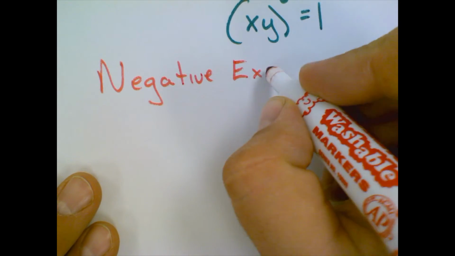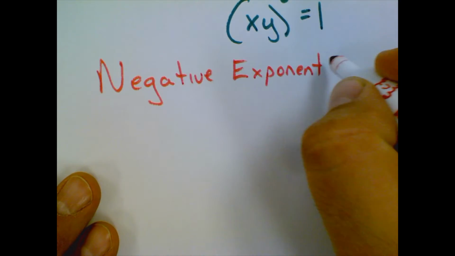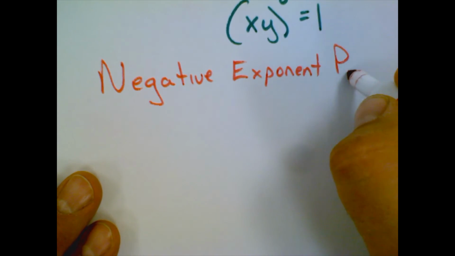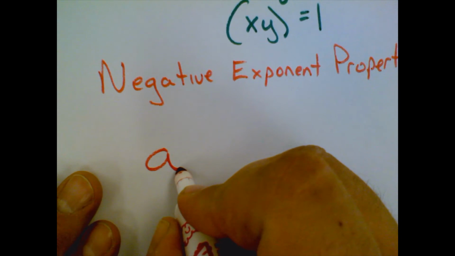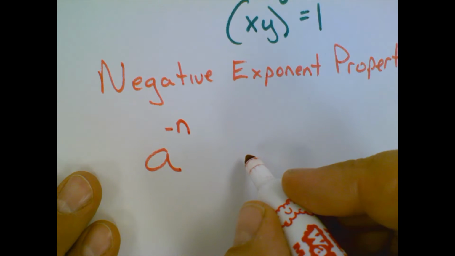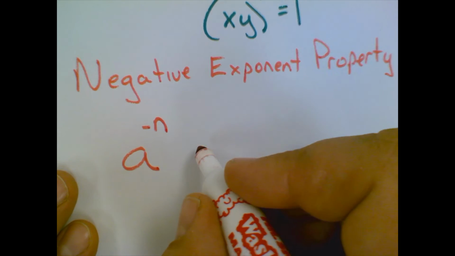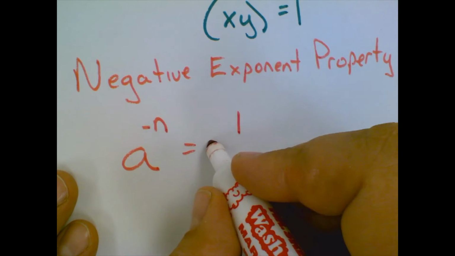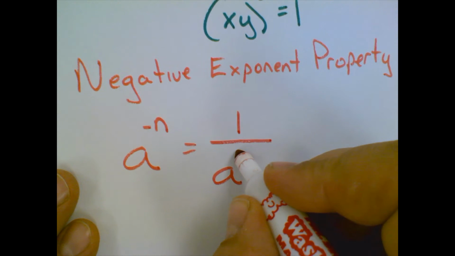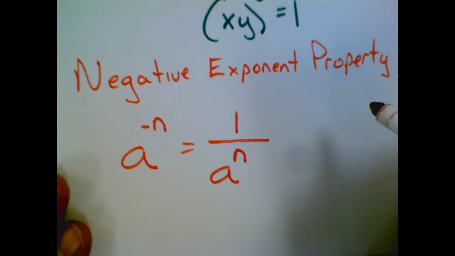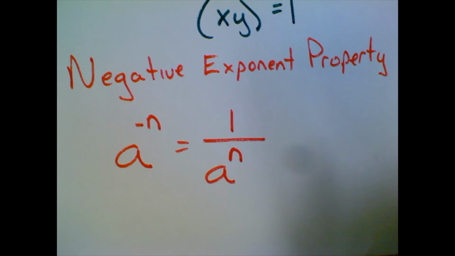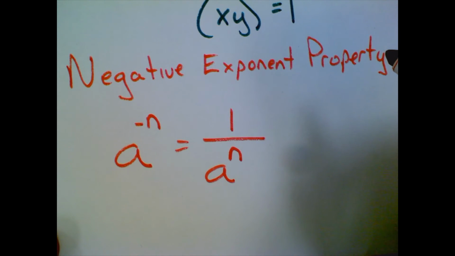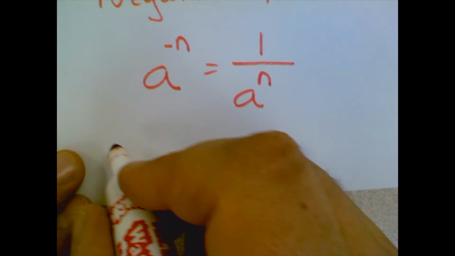Negative exponent rule. I'll call it the property. If you have some base a to the negative nth power, and again I would write this in your notes, it's equal to the reciprocal, 1 over the same base, but we're going to raise it to the positive n. Okay, so it turns out that negative exponents are fractions. Negative exponents are fractions. Okay, so let's look at some examples.